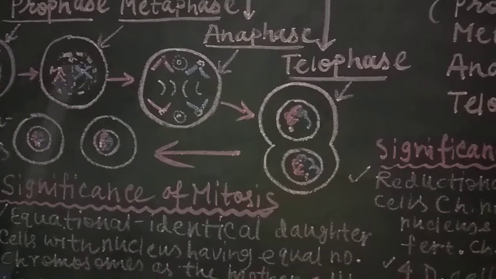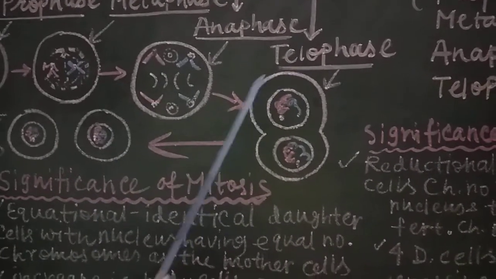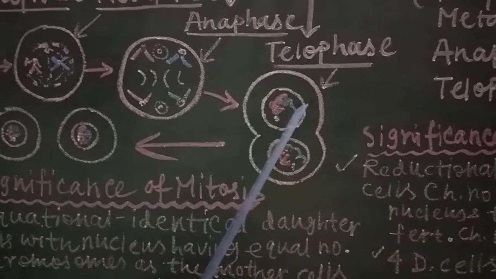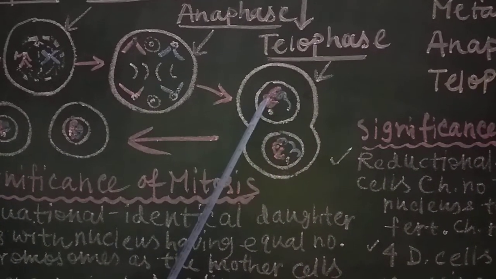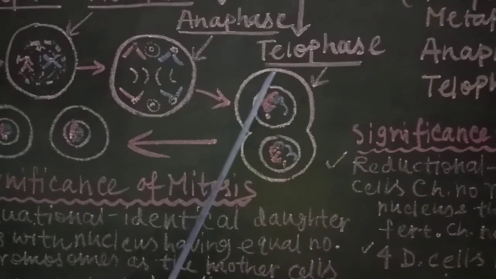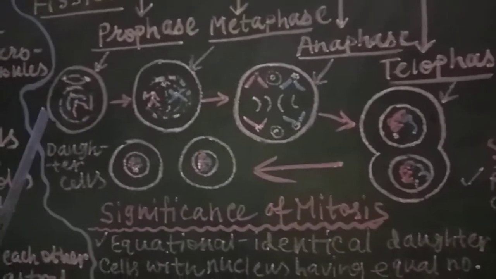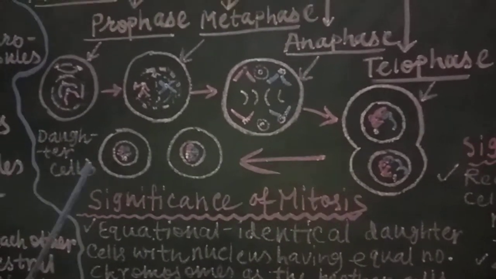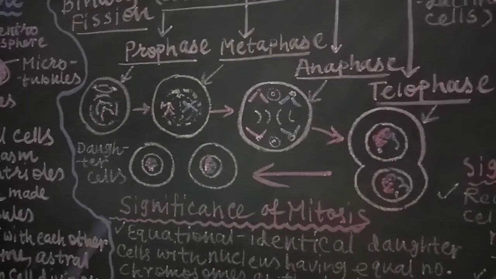And gradually telophase occurs, where cytokinesis already starts. In the telophase, two nuclei are completely developing, and just the opposite of the prophase occurs, that is the nucleolus again develops and the nuclear membrane develops also. And finally, from a mother cell, two daughter cells are produced which have the same number of chromosomes as the mother cell. That's why mitosis is called the equational division.